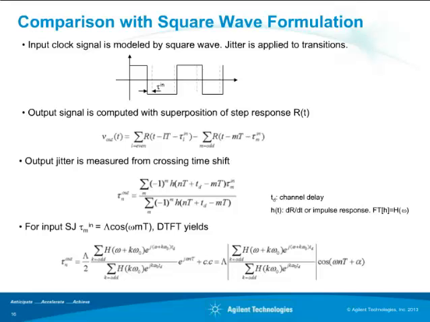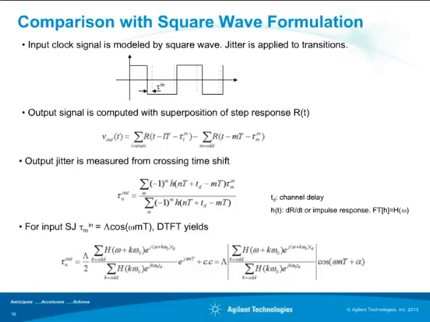Okay, and that is given by the second equation in this slide. Here, the small h is the derivative of the step response, which is the impulse response of the channel. Okay, you notice the alternating sign, minus 1 to the nth power, is actually the result of the 1010 clock pattern. Okay, and TD is the nominal channel delay.